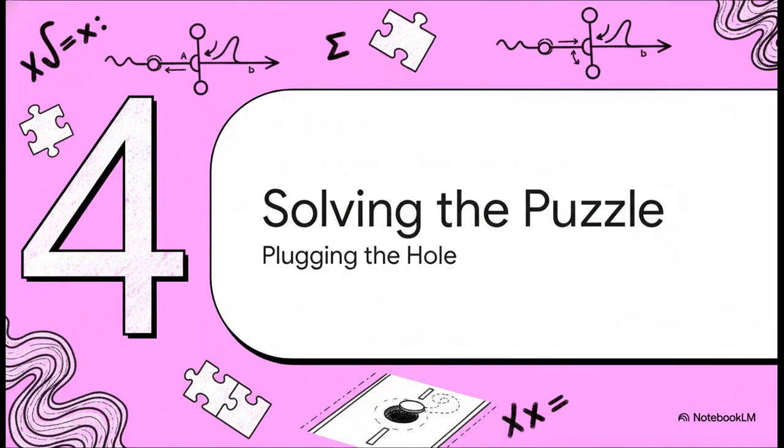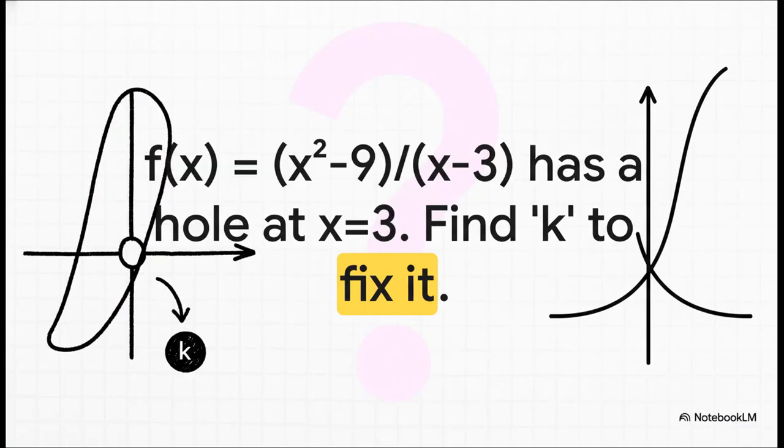All right, theory is great, but let's get our hands dirty. We're going to take a function with one of those classic pothole discontinuities and use everything we've just learned about limits to fix it. So here's our function, and you can see right away we've got a problem at x equals 3. If you try to plug 3 in, you get 0 in the denominator, and we all know that's a huge no-no in math. It's a hole. So our mission is to find the perfect value k to define for f of 3 that will plug that hole and make the whole function smooth.